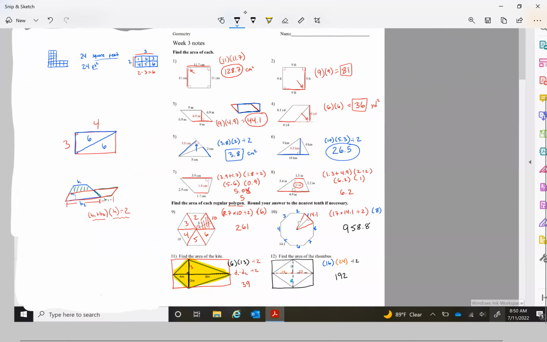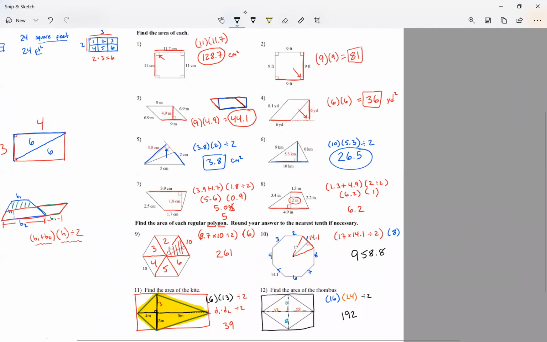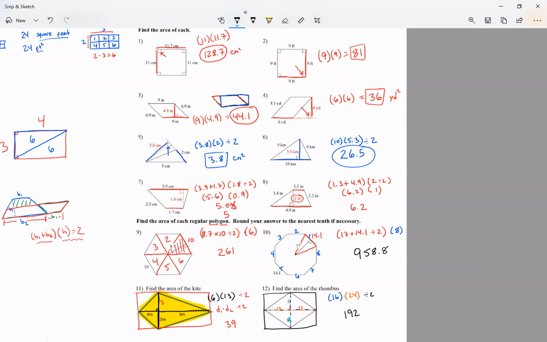All right, let me zoom out so you guys can take a screenshot of the work for today. Let me stop right there so you guys can see it.